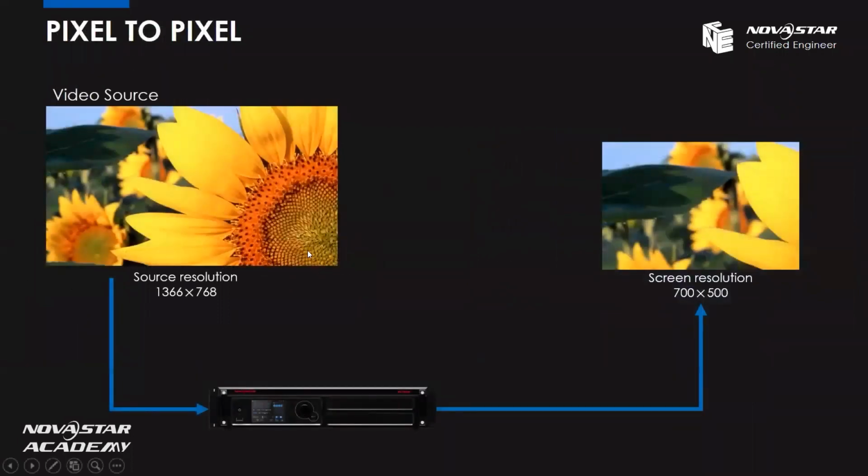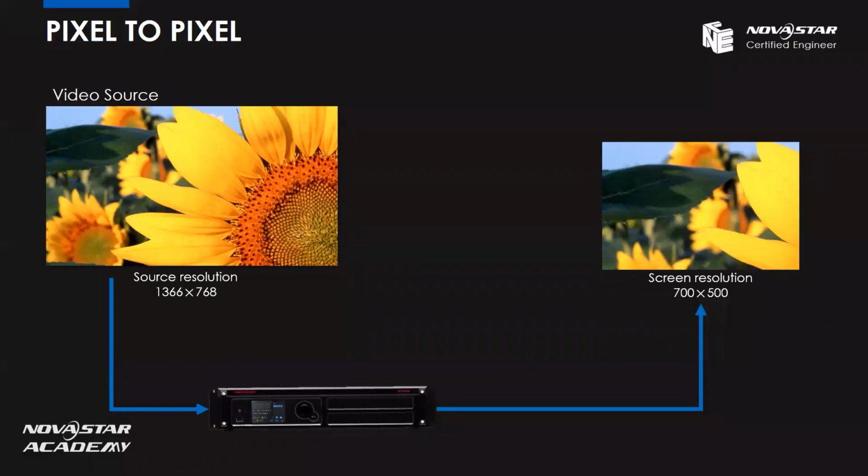Here we can see the video source resolution is 1366 by 768. And the screen resolution is 700 by 500. So the video source resolution is bigger than the screen resolution, so the screen can only show part of the image. But if we want to display the entire image on the screen, what can we do?